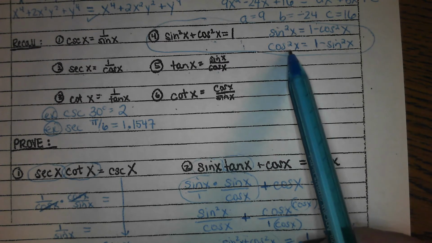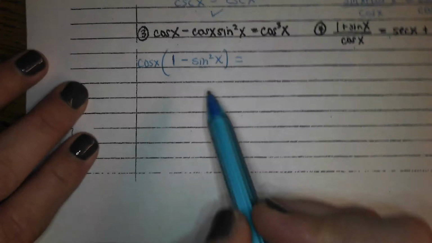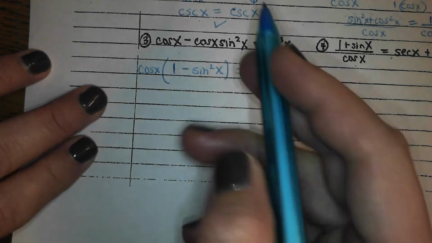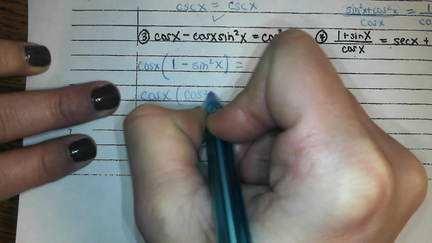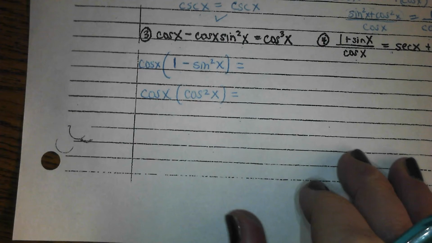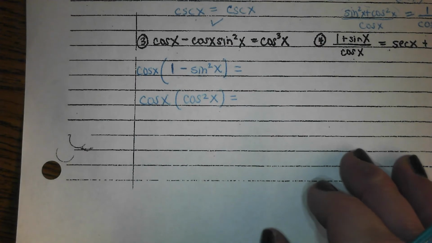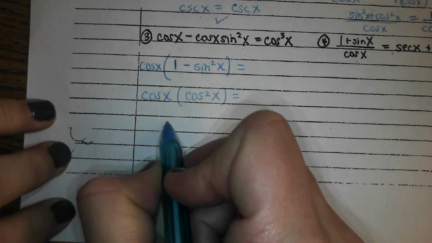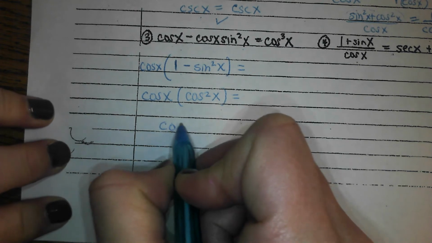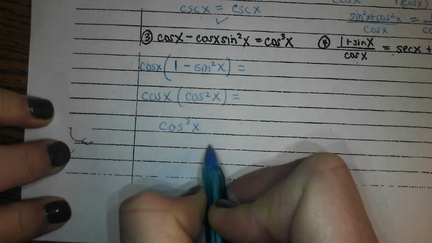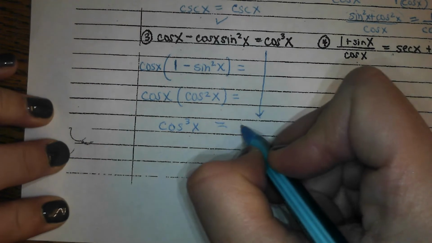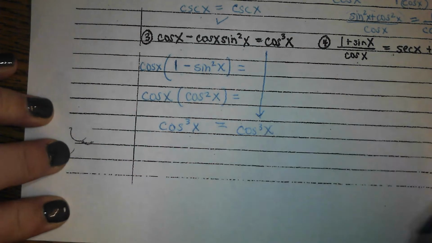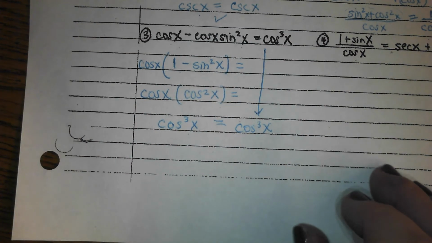Follow? So this piece we replace with cosine squared. So we have cosine x times cosine squared x. And cosine times a cosine squared will become a cosine cubed. And I'm done, because this side is already cosine cubed. Yeah.